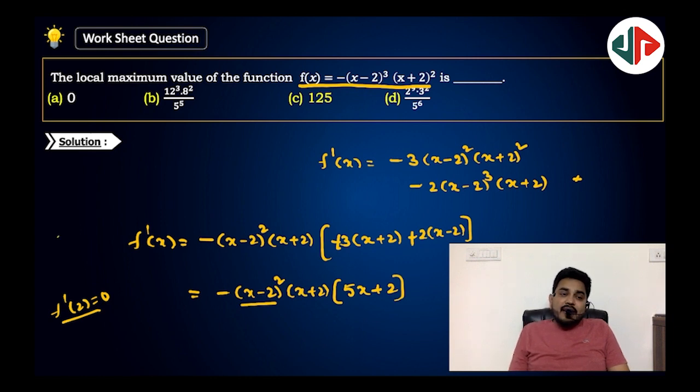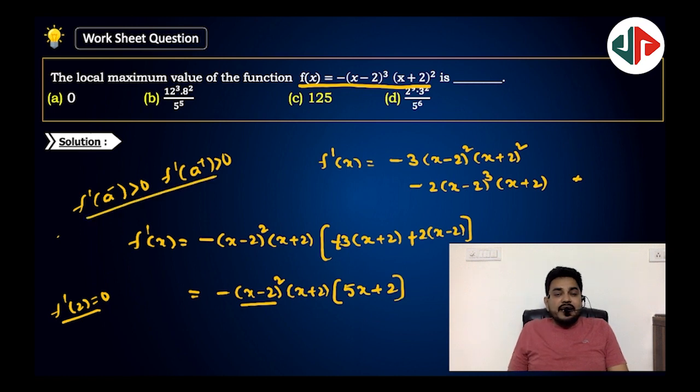Maximum means f dash of a minus should be positive, and f dash of a plus is greater than 0. I don't want to go for the second derivative. So this is nullified, whole square is positive, so the sign will not change. So this is at x is equal to minus 2 and at x is equal to minus 2 by 5, and with the minus sign there, any value between this is negative, into negative is going to be positive.